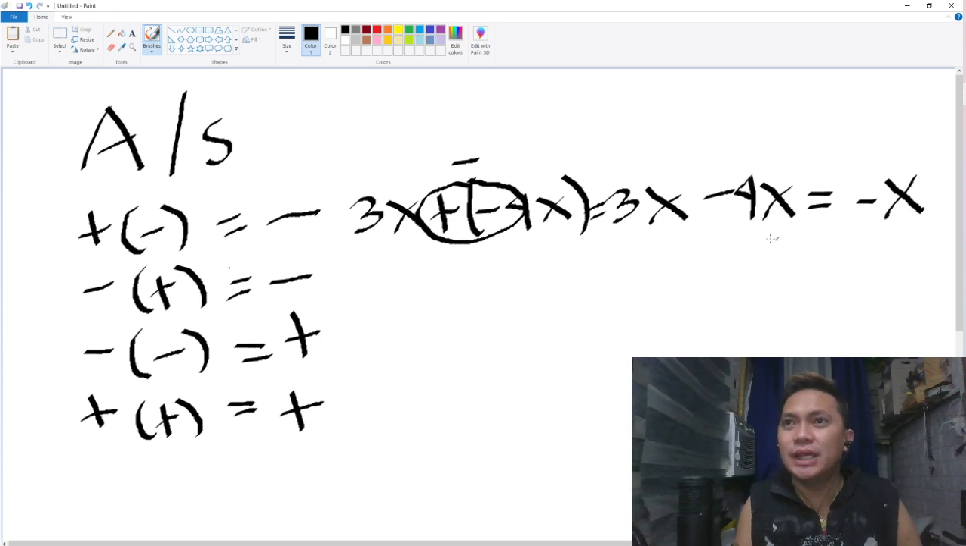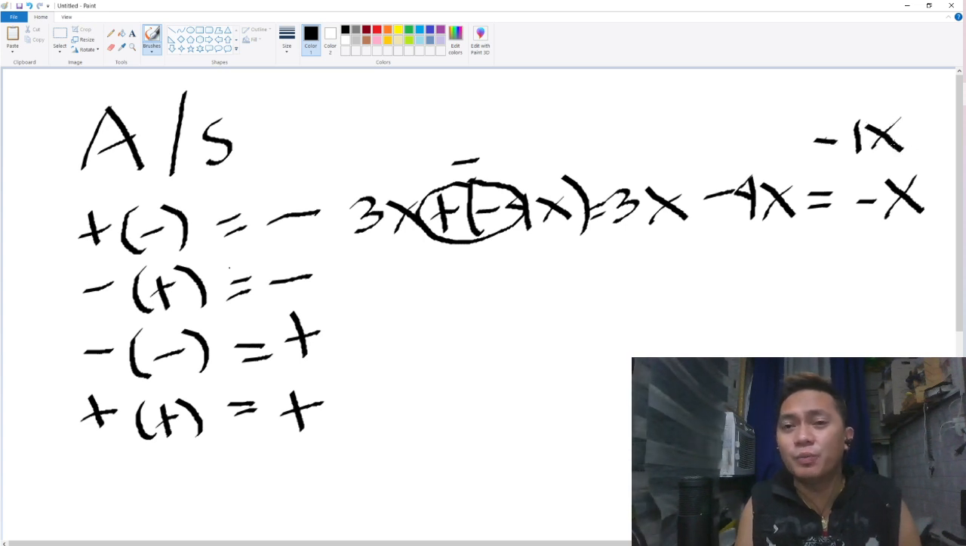So bakit po naging negative x? Okay, so first, as you can see, different sign, positive 3 at saka negative 4. If magkaiba yung kanilang sign, minus muna natin, then copy the sign of the higher number. Okay, so 4 minus 3, that is 1. Okay, 1 na po yan. Then copy the sign, that is negative. Okay, and also copy the variable.